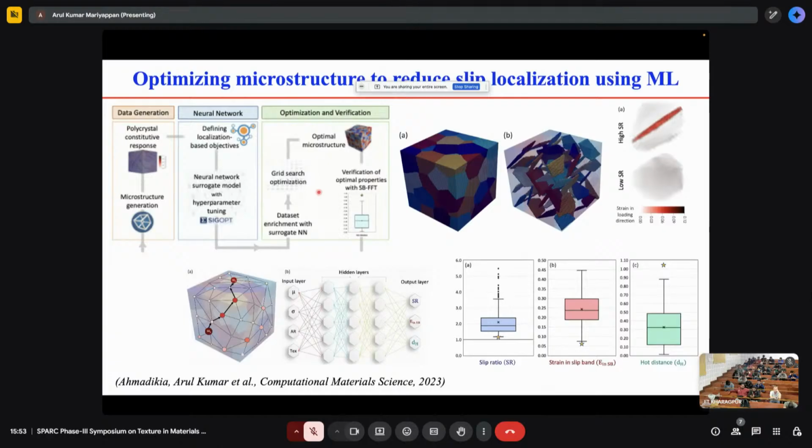In other words, I can say what is the best microstructure that can have a lesser number of slip bands or slip band chain formations. So these are the ways we can leverage the crystal plasticity model that I have presented. That's case study 1.